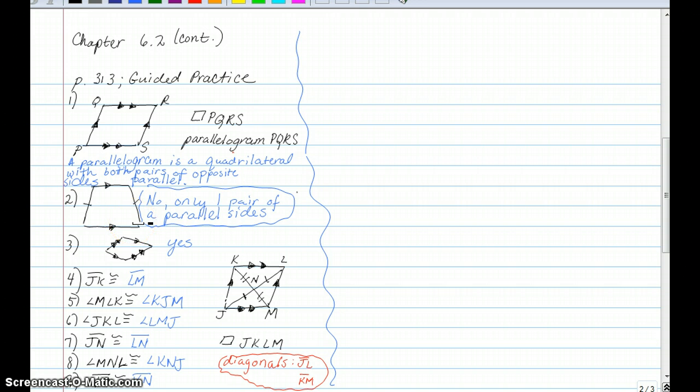Number three's picture, despite my not so good artwork, shows that this side is parallel to this side, that's one pair, and that this side is parallel to this side, that's your second pair. So yes, this is a parallelogram.